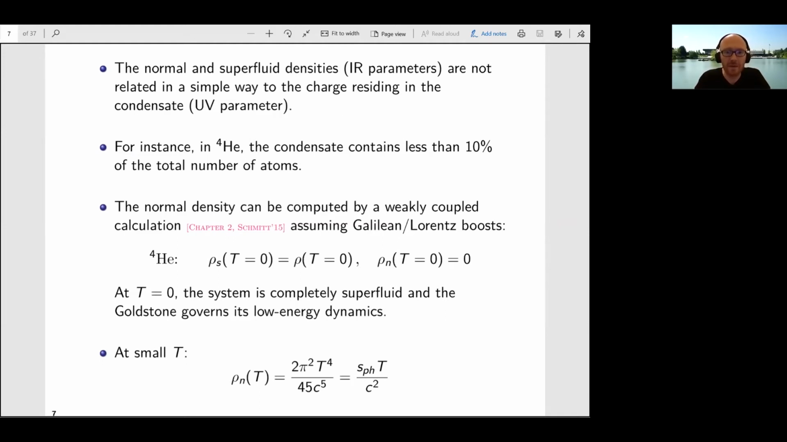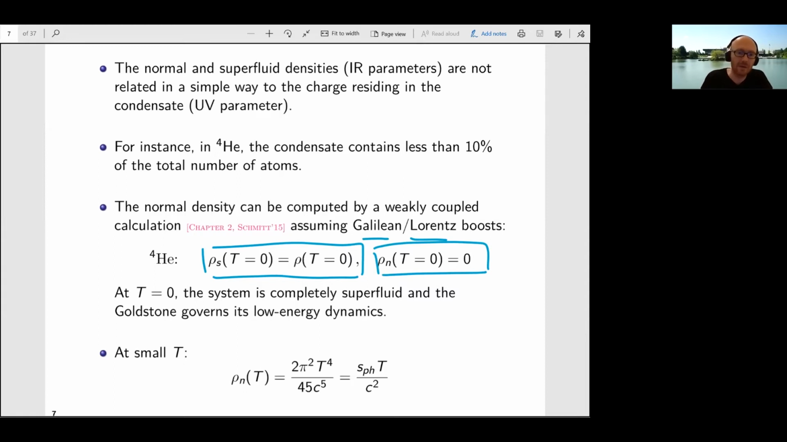So in the case of helium-4, it's textbook material to compute the normal density. You can just do a weakly coupled calculation, assuming Bose statistics and Galilean or Lorentz boosts. And then the result that you would directly find is that the superfluid density at 0 temperature is equal to the total density of the system. And as I've already mentioned, the normal density vanishes. Furthermore, what this means is that at 0 temperature, the system is entirely superfluid, and you only need to take into account the Goldstone in order to write down the low energy dynamics.